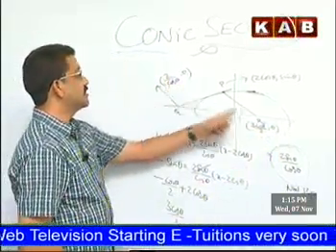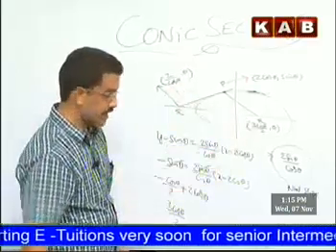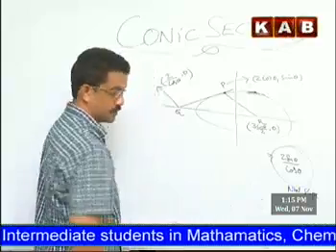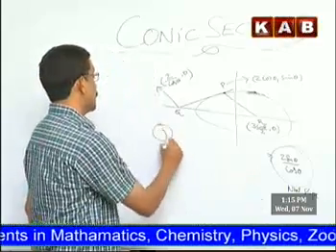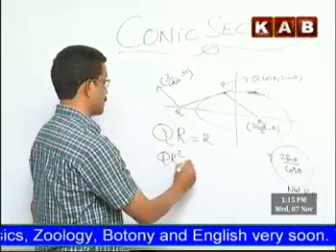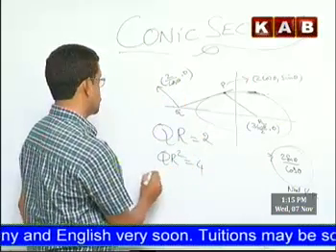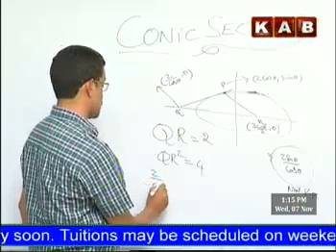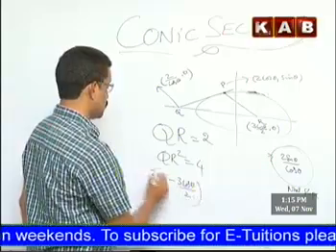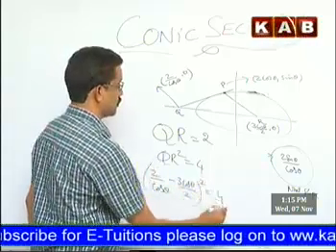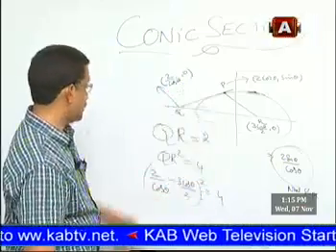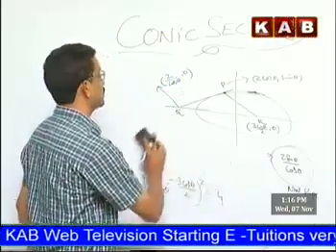Now the distance between these two is given as 2. QR is 2, so QR square is 4. That means 2 by cos theta minus 3 cos theta by 2, whole square, is 4. There is no second coordinate. Now let us find the cos theta value from this. That is what the answer is.